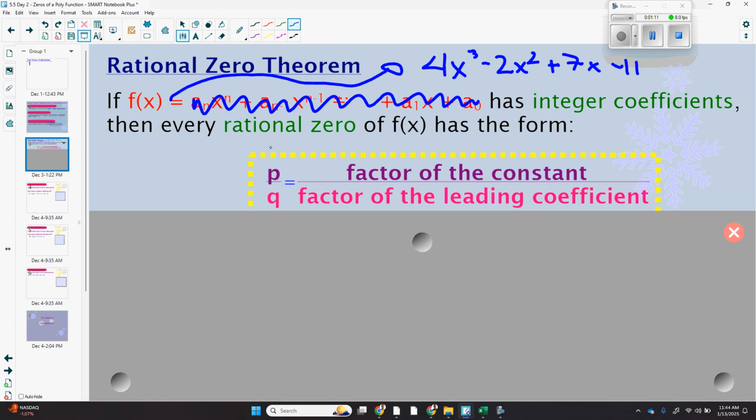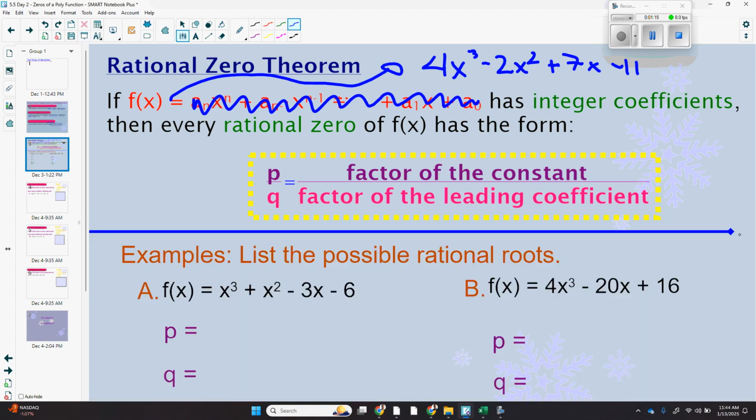Then it says every rational zero has the form p over q, where p is going to be a factor of our constant. So in that example that I gave, it would be the factors of 11, and then q would be the factors of our leading coefficient, which would be 4. And if I take p over q, that's going to be all the possibilities of my rational roots. So our first problem is going to ask us to write those possibilities.